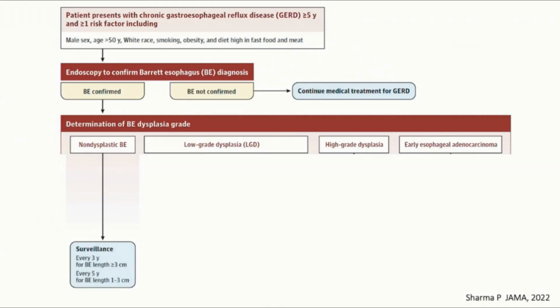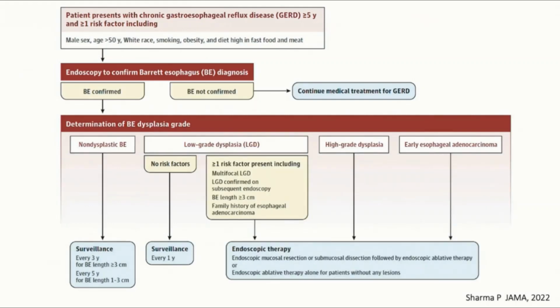Non-dysplastic Barrett's, for long Barrett's, it's 3 years. For short Barrett's, it's every 5 years. Low-grade dysplasia without risk factors can undergo surveillance. If you have some high-risk factors, or you have high-grade dysplasia or early esophageal adenocarcinoma, those patients can then undergo endoscopic treatment.